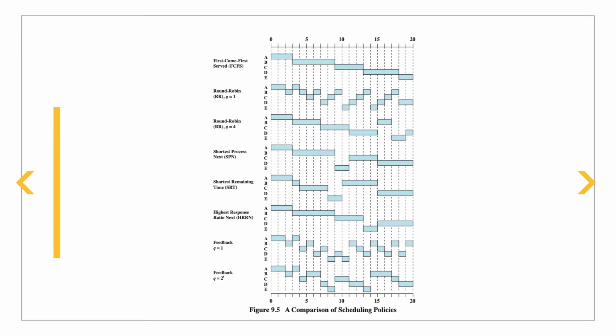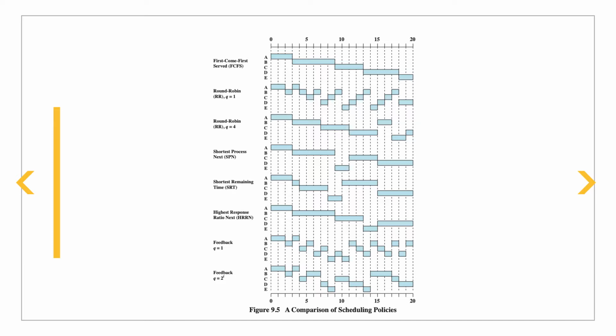I'd recommend, if you have the book, keep these tables open in front of you as we go through and look at how these different approaches work. The next one is figure 9.5. This is a comparison, and this shows under various different scheduling policies how these processes are going to end up being executed on the processor.